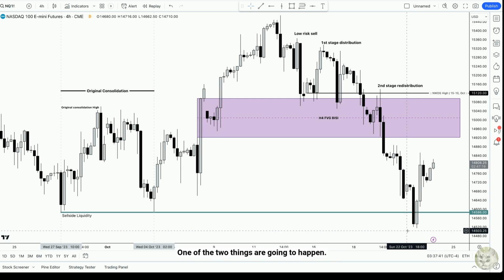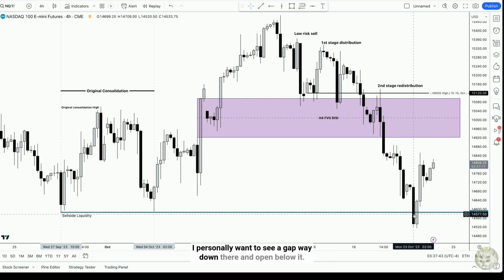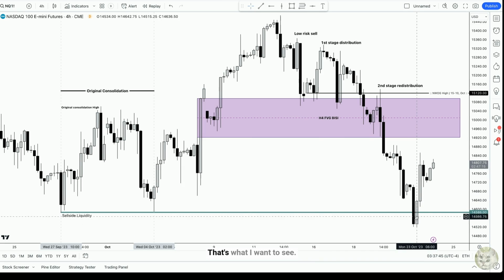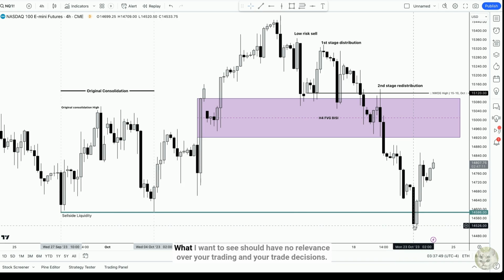One of two things is going to happen. I personally want to see a gap way down there and open below it. That's what I want to see. Now, what I want to see is irrelevant. What I want to see should have no relevance over your trading and your trade decisions.